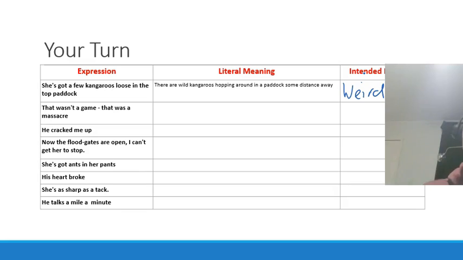So if you screenshot this right now and you put these into your book, we'll look at these tomorrow and we'll see if we can get the same intended or literal meanings. So that's what we mean by literal and implied meanings.